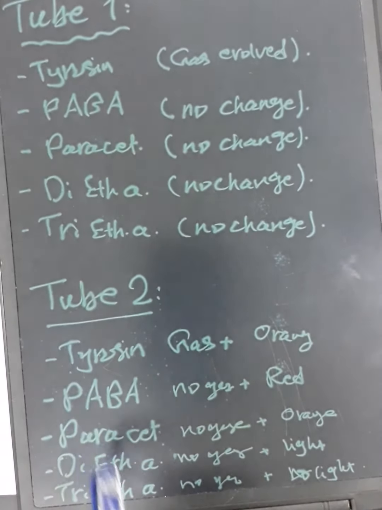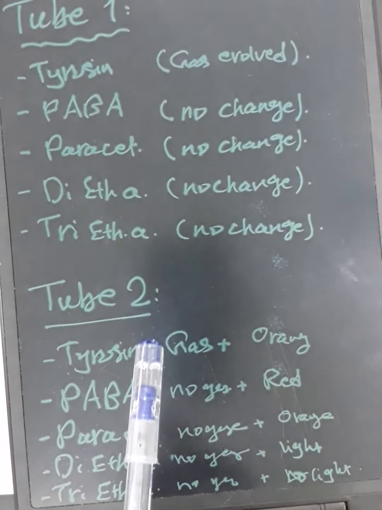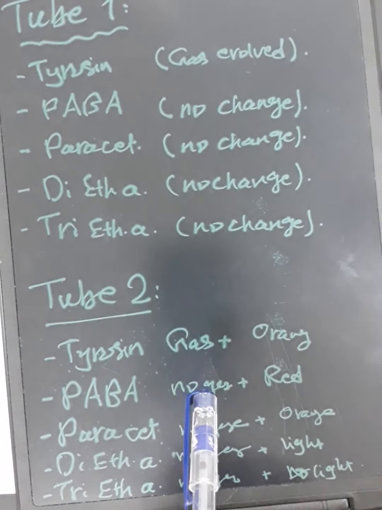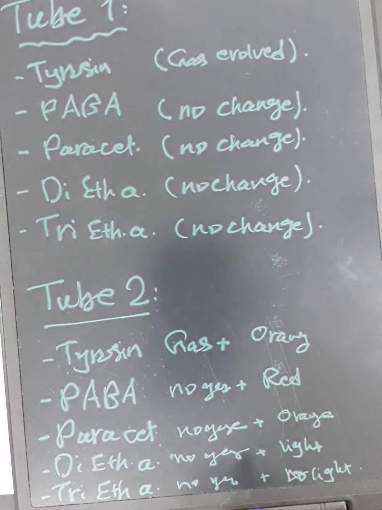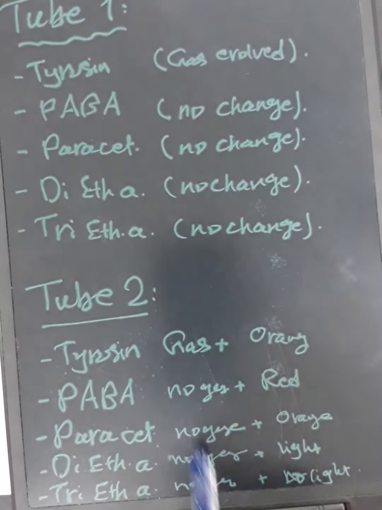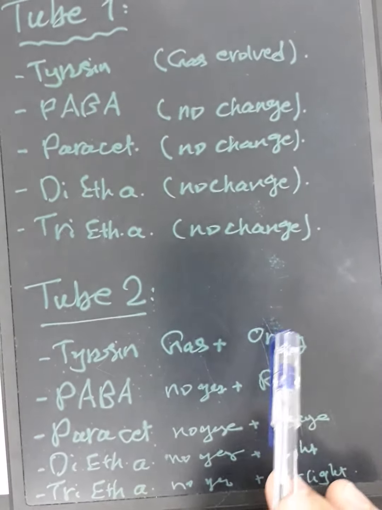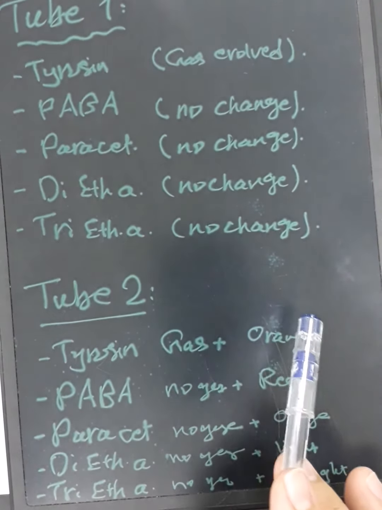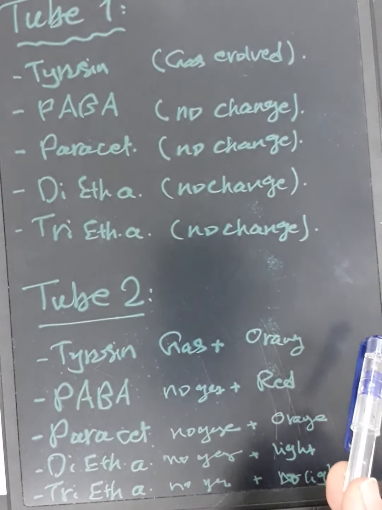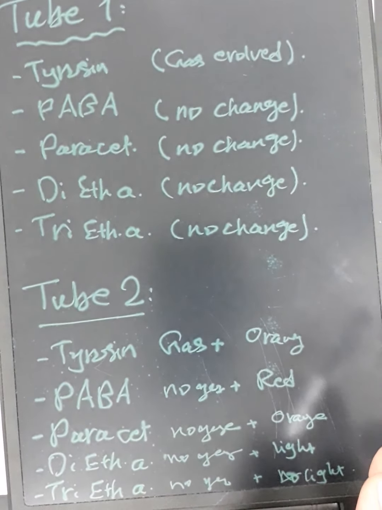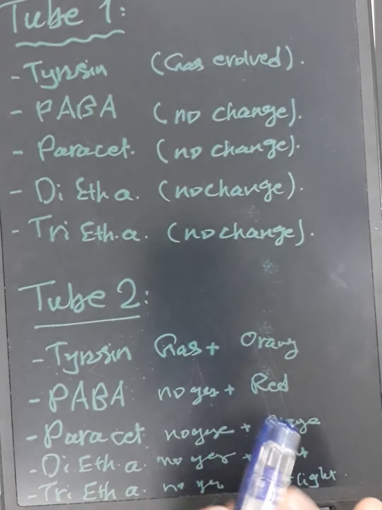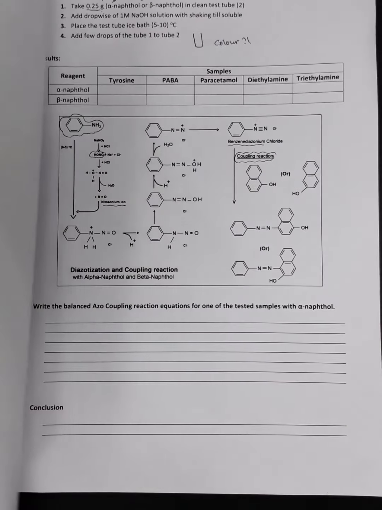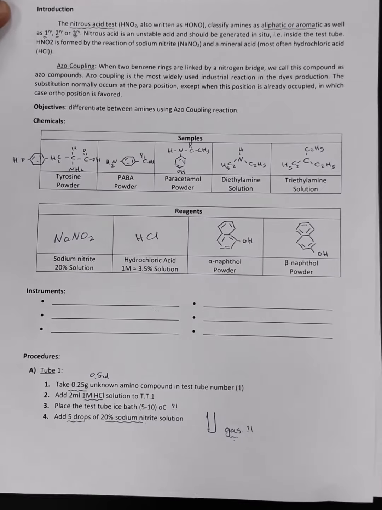While in test tube number 2, we reacted the content of test tube number 1 with the alpha or beta naphthol. And we noticed that in all test tubes number 2, the depth of the color in the alpha naphthol test tube was deeper than the depth of the color in test tube number 2, which contains the beta naphthol. So now I'm going to transfer all these data to the table on page number 2 in the worksheet, then I will be back to you.